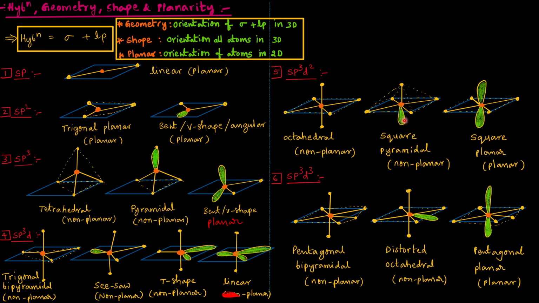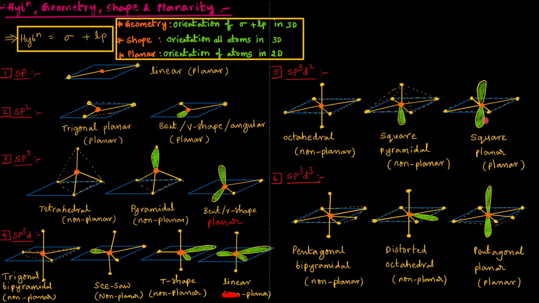Next, if one lone pair and 5 sigma bonds are there, that is also sp3d2 hybridization. Here the lone pair is placed down. When you exclude this lone pair, the residual shape is said to be square planar. So these 4 atoms are present in a square shape, and with respect to this top atom, when you join these corners, you will get the square pyramidal shape. Here one atom is out of the plane, so that's why it is non-planar.